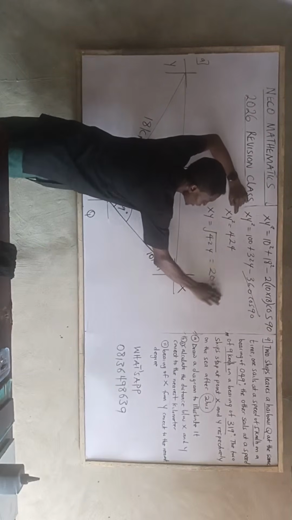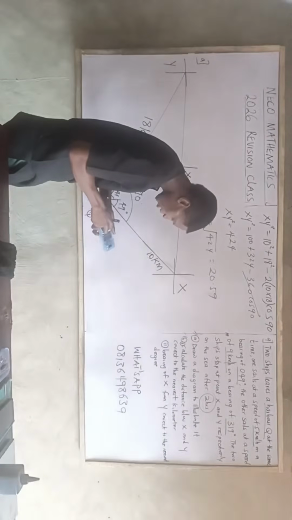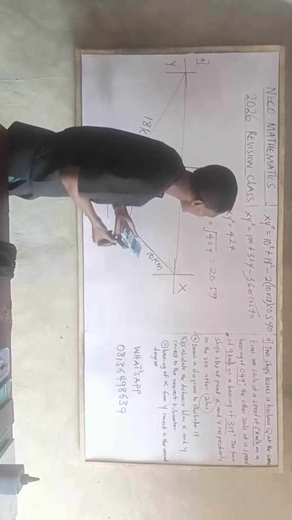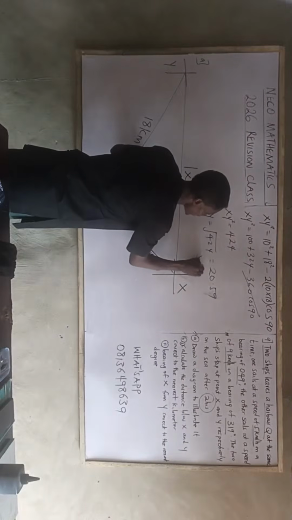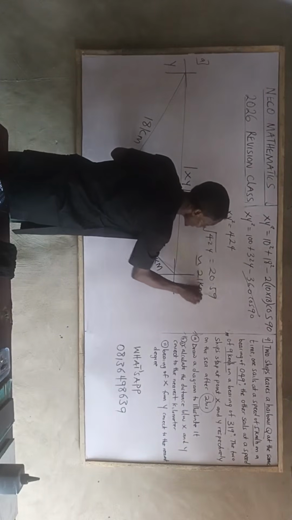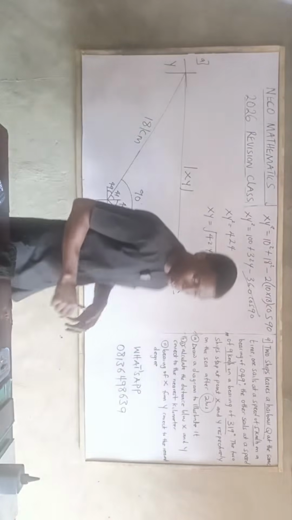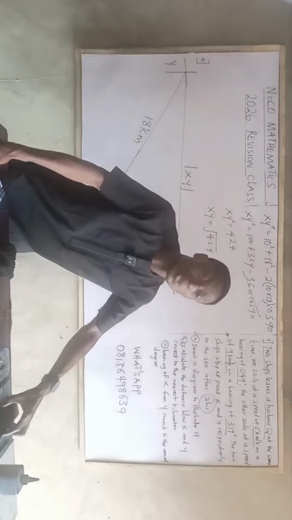Okay, 20.5, I think. Let me do it again. Square root of 424 is 20.59. So to the nearest kilometer, approximately 21 kilometers. Notice we got the same answer using the cosine rule and the Pythagoras theorem, so you can decide whichever one you are good with.